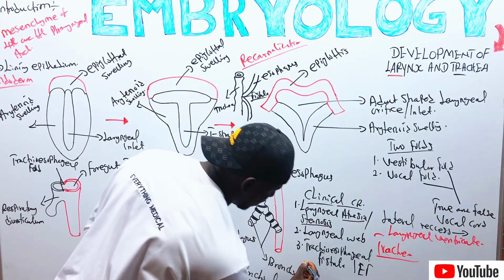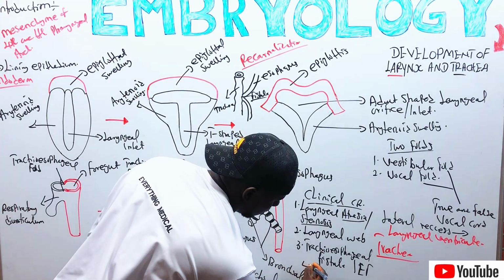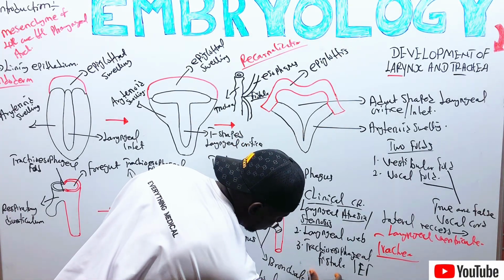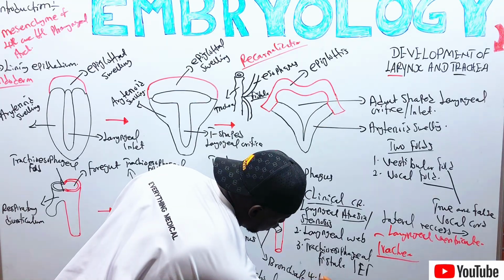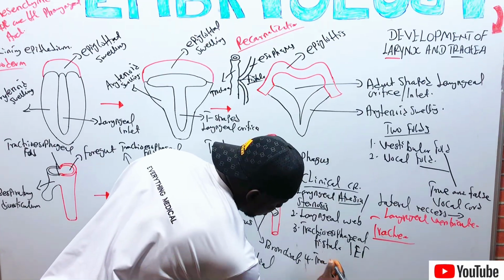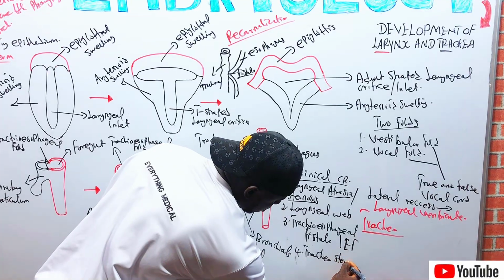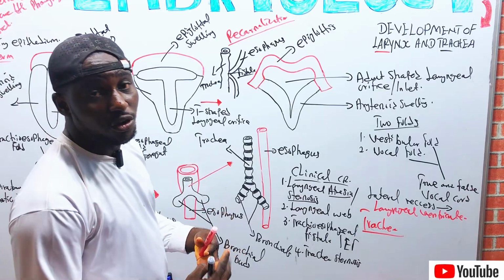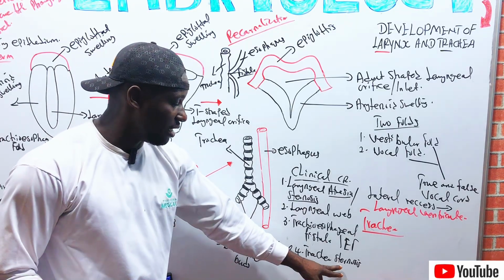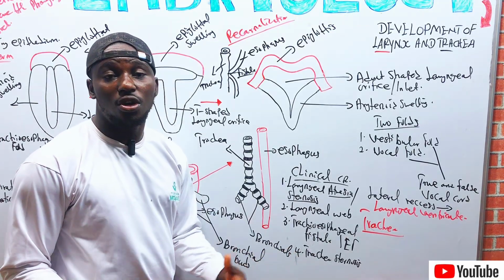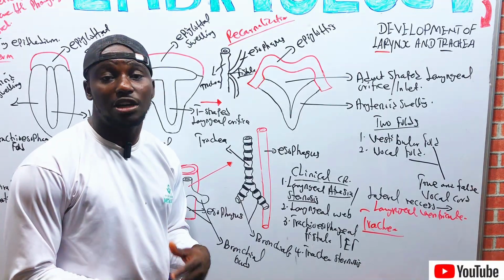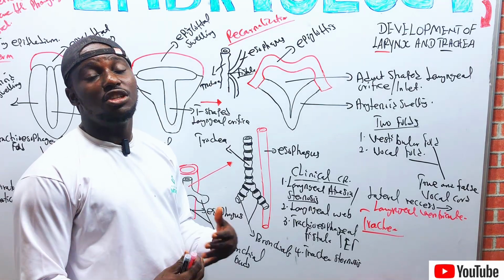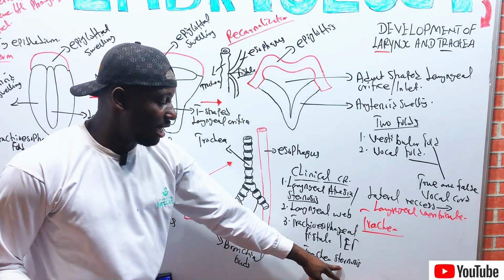So the next one is tracheal stenosis. Stenosis simply means narrowing, right? So tracheal stenosis is an anomaly which occurs as a result of the anterior deviation of the tracheoesophageal septum, right? It occurs as an anterior deviation of the tracheoesophageal septum.